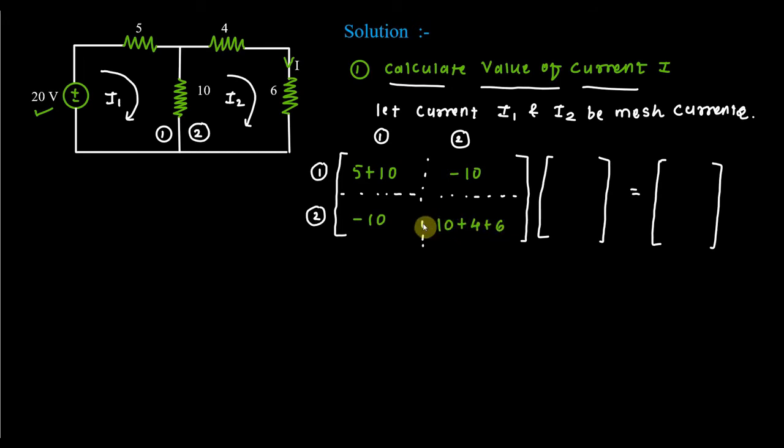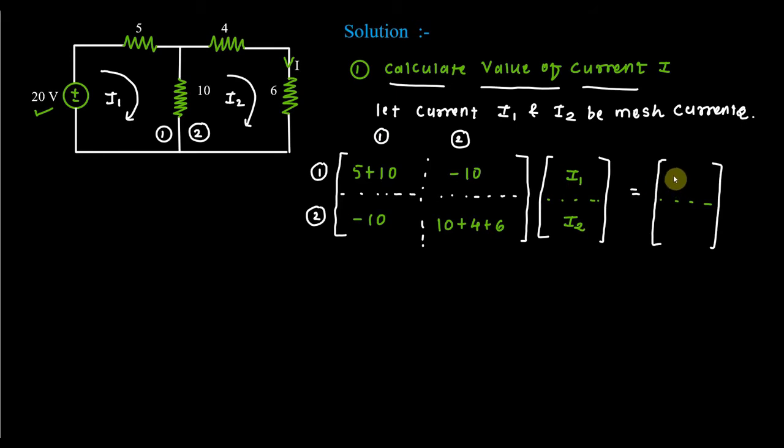This method is called the direct inspection method of writing the mesh equations. Here we have the currents: in mesh 1 we have current I1, and in mesh 2 we have current I2. Now this is the voltage matrix. In mesh 1 there is one voltage source.